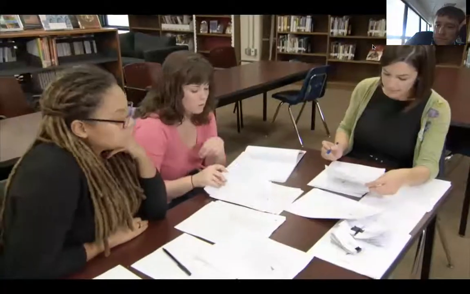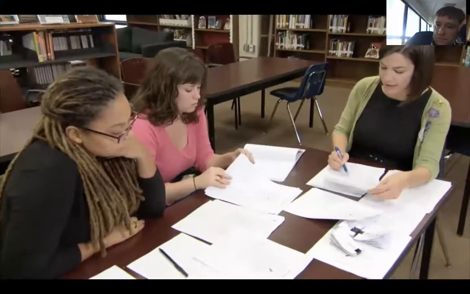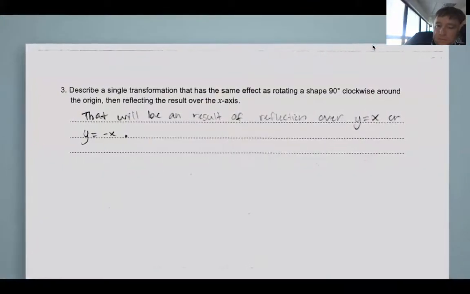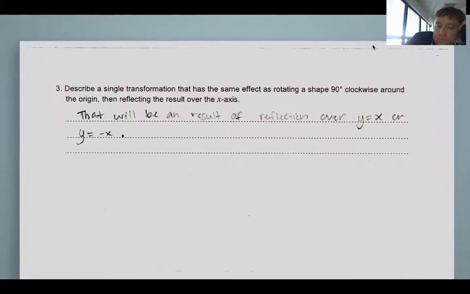Yeah. When the teachers analyzed the student work, they realized that the students didn't have a robust or very strong understanding of rotations, reflections, and translations. Manny was very close. So he said that would be a result of reflection over y equals x or y equals negative x. So the answer is actually just y equals x.